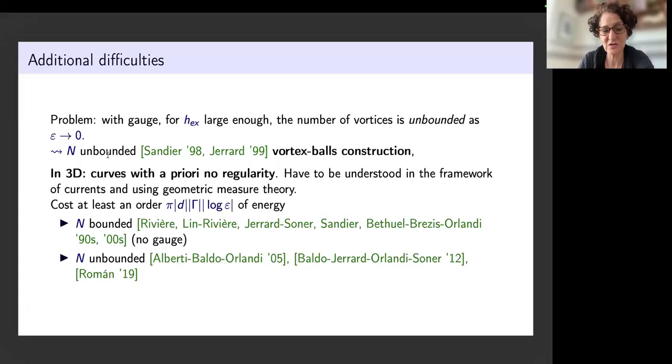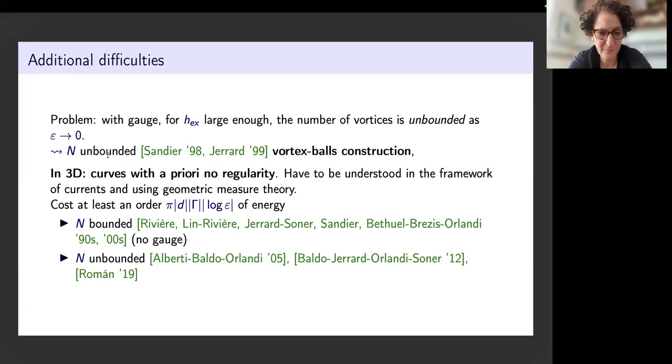And the second difficulty is that if you want to work in a 3D setting, which is physical, then the vortices become curves. Instead of having points, you have lines. And a priori, these curves have no regularity. They are like the limits of the zero set of something, but you have to understand them and describe them in the framework of currents and use tools from geometric measure theory. This is the only way you can deal with things that can be so rough.